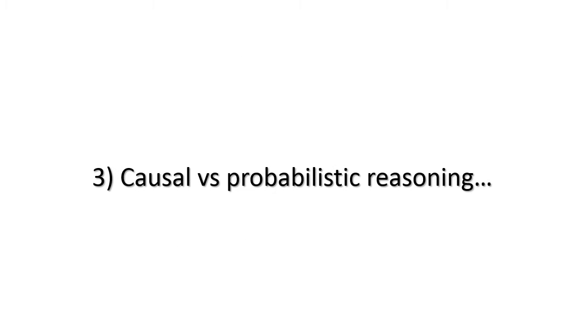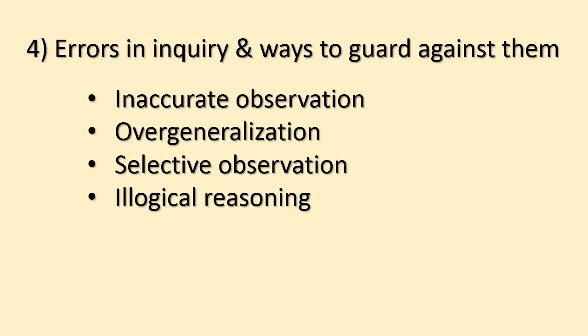The next entry, understand causal versus probabilistic reasoning, will actually be deleted. Chapter 1 mentions 4 errors of inquiry: inaccurate observation, overgeneralization, selective observation, and illogical reasoning. Now I've added a few ways to help you guard against these.